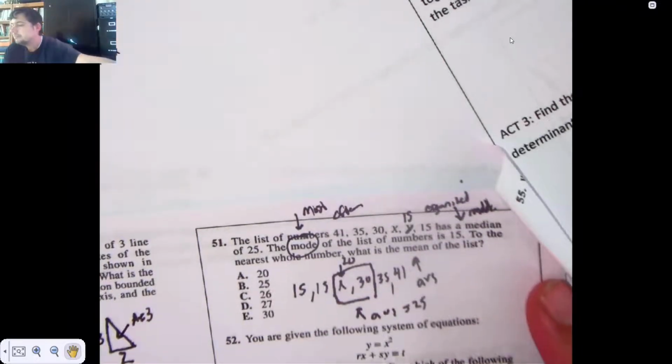So there's a 20 there. This makes sense. Now the mode is 15. We have a median of 25. And now I can find the average of the list. So there's 1, 2, 3, 4, 5, 6 things. I'll do that in a calculator.